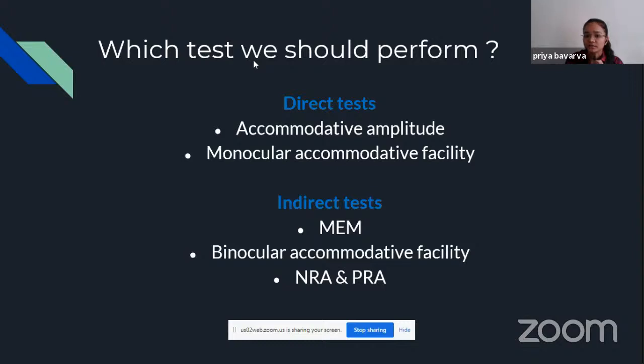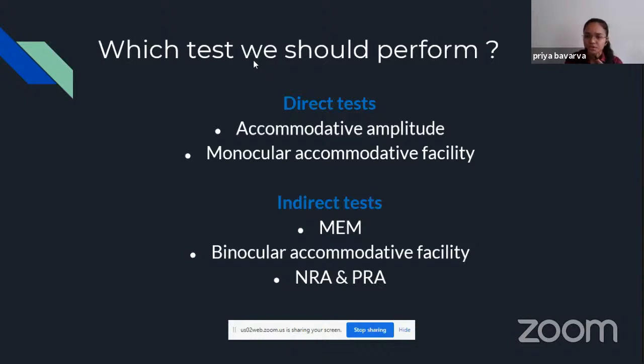Accommodative amplitude is measured with three techniques. First is the push up, the second is the pull away test, and the third is the minus lens technique. But clinically, the most accepted is the push up test.